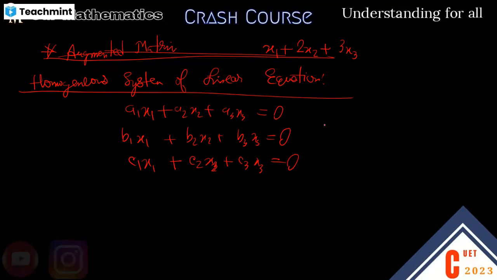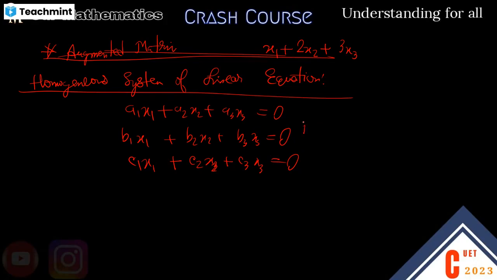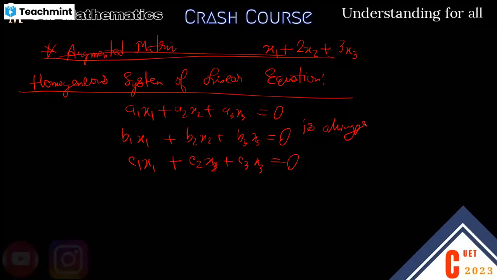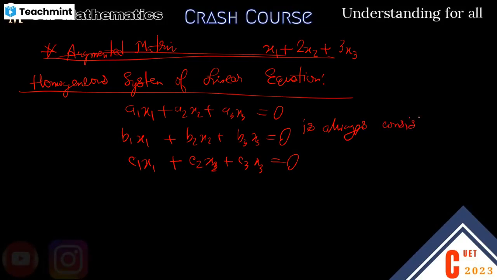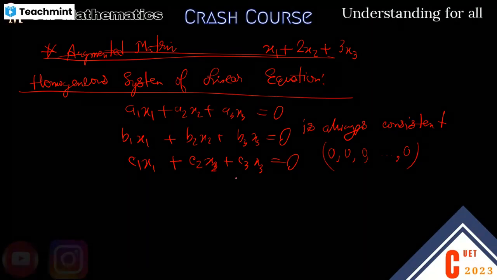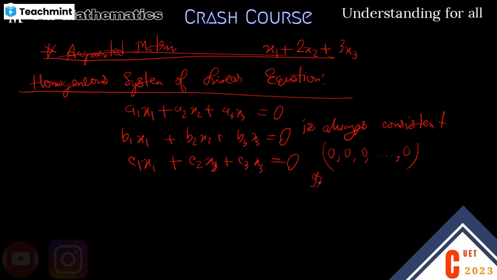And a homogeneous system of linear equation is always consistent. It will always have a solution, at least one solution, that is 0, 0, 0. Just put x1 is equal to 0, x2 is equal to 0, x3 is equal to 0. It will satisfy all the given equations. This solution is called the trivial solution. The solution having all values equal to 0 is called the trivial solution. A homogeneous system will always have a trivial solution. That means it is always consistent.